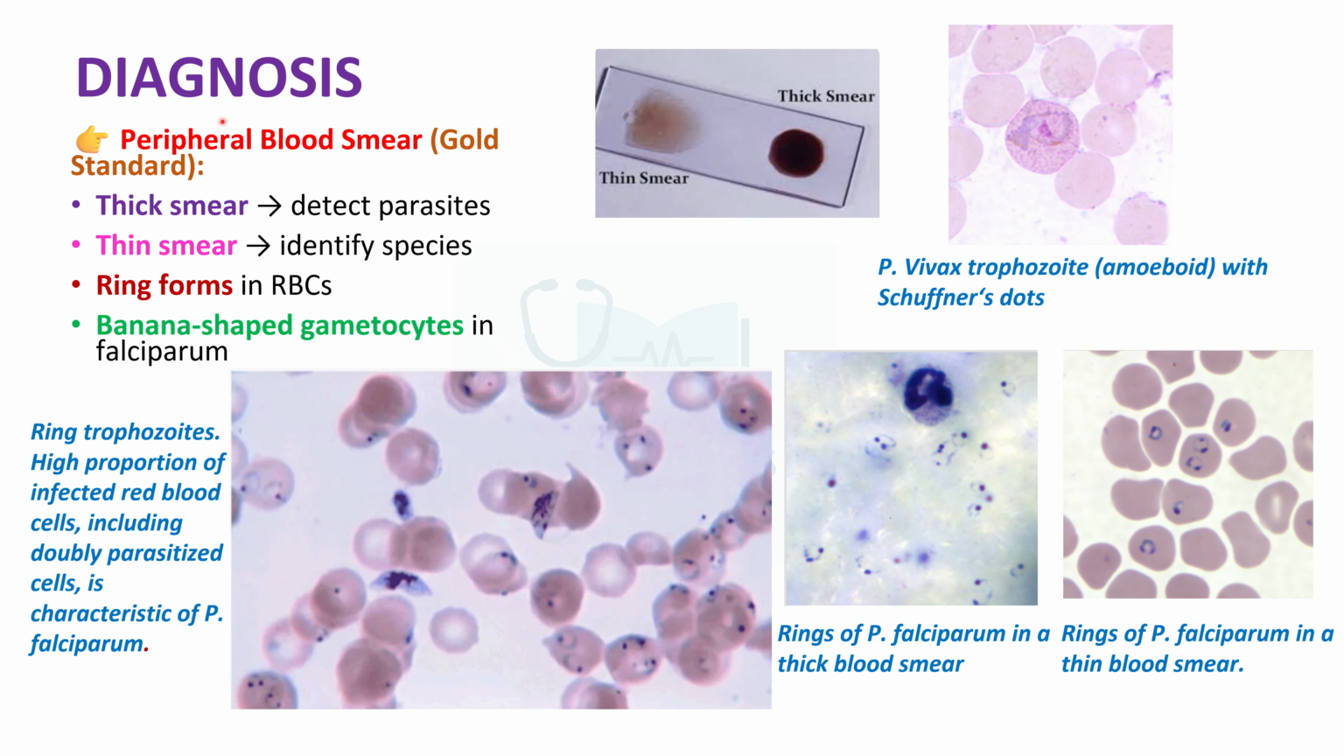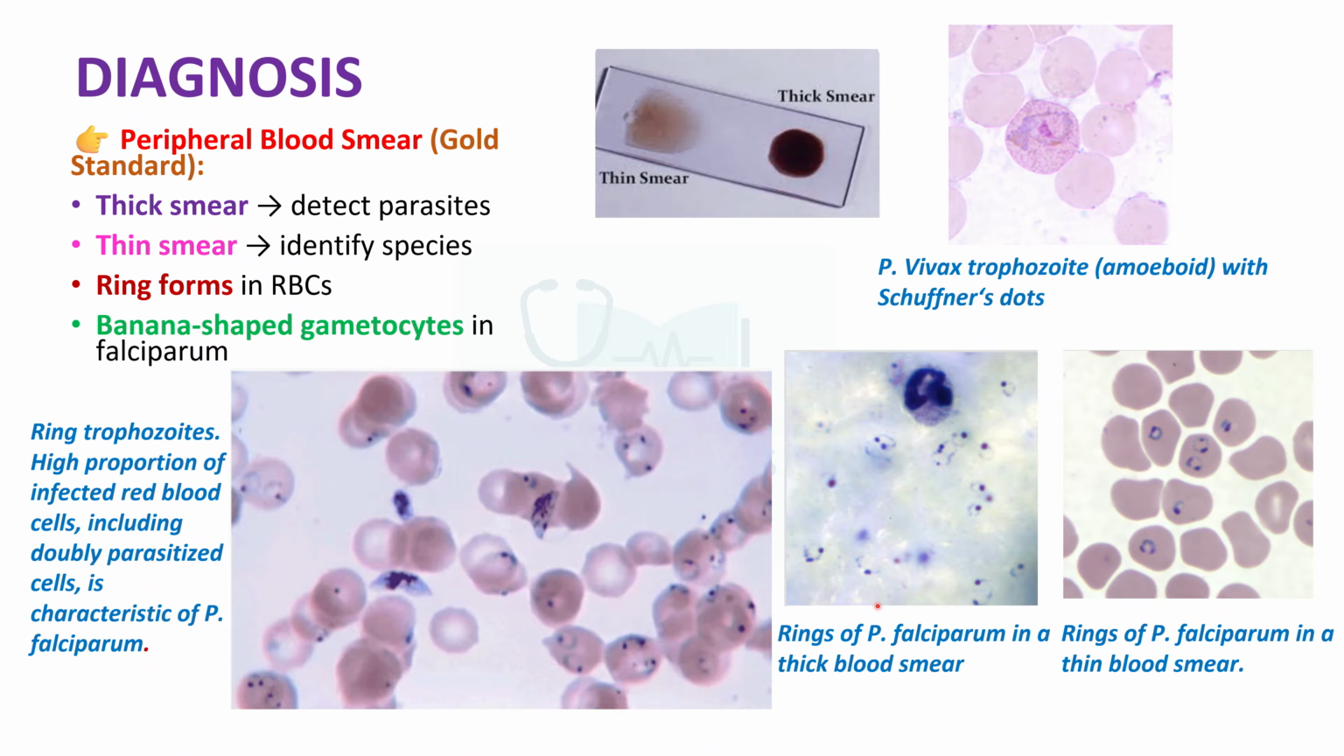Alright students, let's talk about how we actually diagnose malaria. The gold standard is peripheral blood smear. We do two types of smears. First is thick smear and second one is thin smear. So thick smear is like casting a wide net in the ocean. It helps us detect parasites easily because there is more blood and higher chance of finding them. In thin smear, we zoom in to identify specific species of the parasite. Super important for deciding treatment.